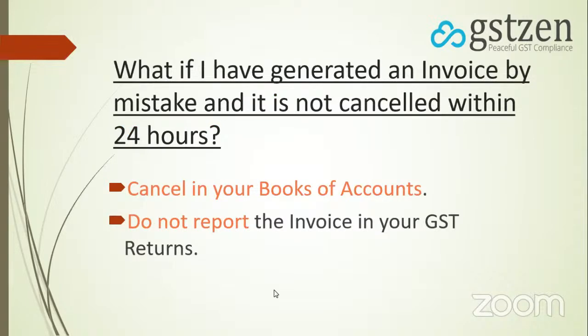What if I have generated an e-invoice by mistake and it is not cancelled within 24 hours? Sometimes you do not discover your mistake within 24 hours. So what should you do then? You should cancel the invoice within your books of accounts. And while filing GSTR-1, you should not report the invoice. The other option is you can rectify your mistake using credit note and debit note.